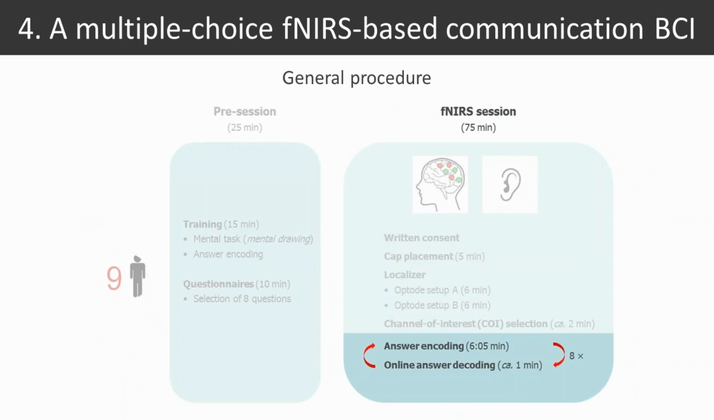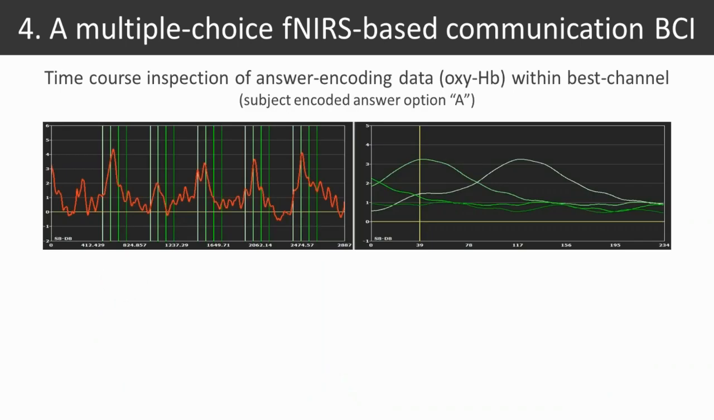Okay, so the last and most nice part of this communication set was decoding the answer. We asked 8 questions to the subject. And here you see an example time course when a subject encoded the answer A. What you see here is the 5 trials per run, and you see very clearly the 5 single trial responses. And here the averages across these 5 trials.